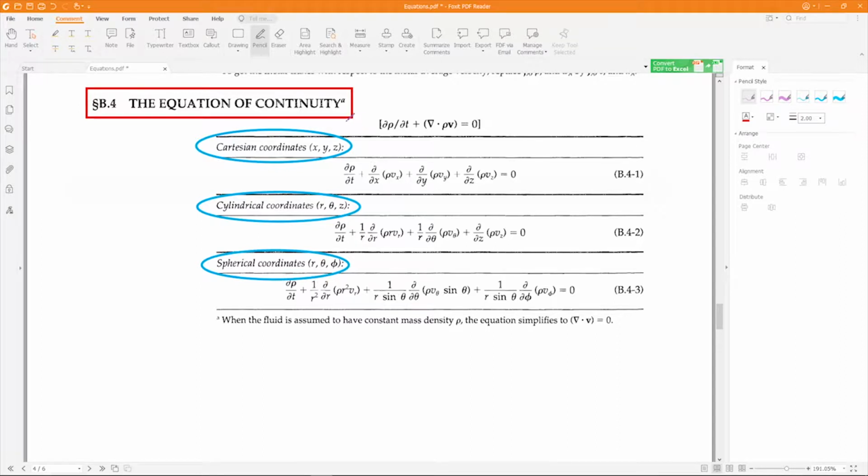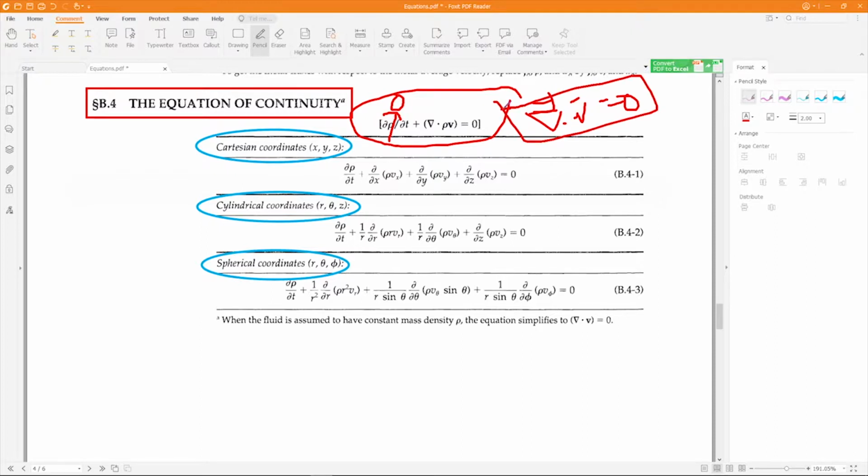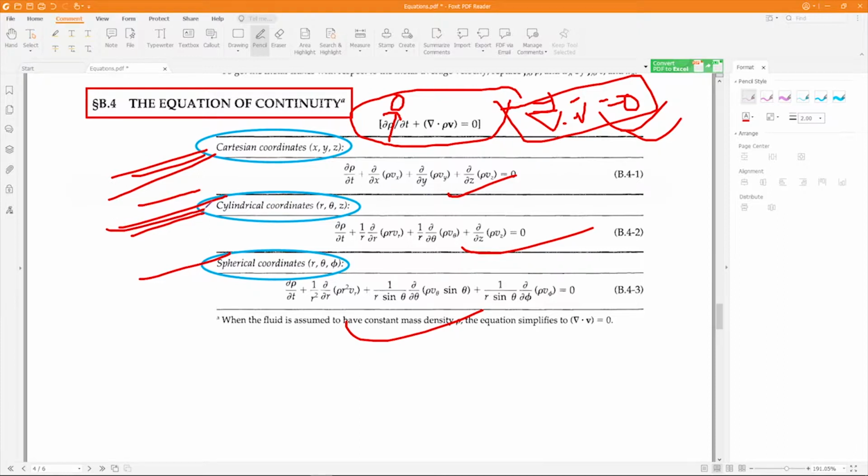Now, equation of continuity, we already derived it, right? This was the equation. If density is constant, not changing with time, rho can be taken out, so you have got this equation. So the divergence of the velocity vector is 0 for constant density fluids or incompressible fluids. Okay, so remember this. This is in Cartesian coordinates, this is in cylindrical coordinates, this is in spherical coordinates. You have to memorize the formula because they are not going to give you the formula during the exam.